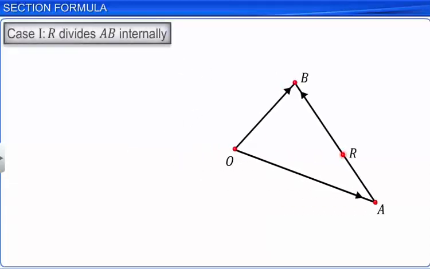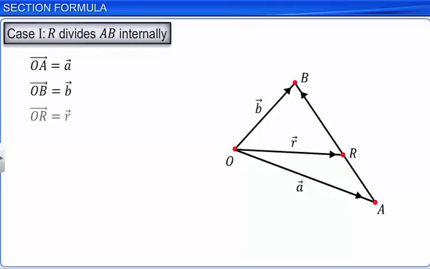First, let us consider the case where point R divides line segment AB internally. Let vectors A, B, and R represent position vectors OA, OB, and OR for points A, B, and R, respectively. Let point R divide line segment AB in the ratio m:n.